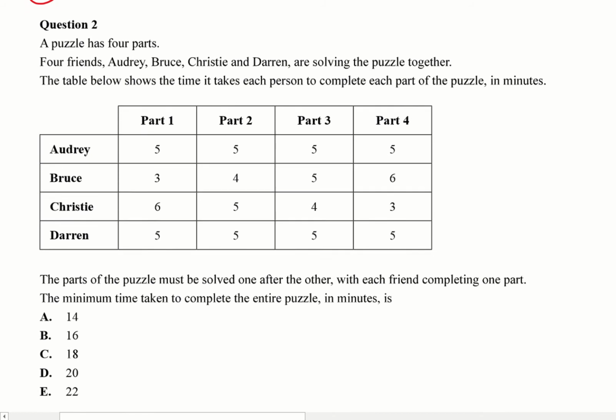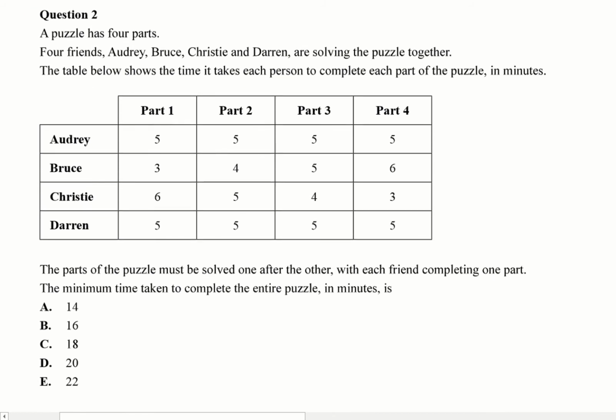A puzzle has 4 parts. These 4 friends are solving a puzzle together. The table below shows the time it takes each person to complete each part of the puzzle in minutes. The parts of the puzzle must be solved one after the other, with each friend completing one part. The minimum time taken to complete the entire puzzle in minutes is, well, this is where we have to do it with a Hungarian algorithm approach.